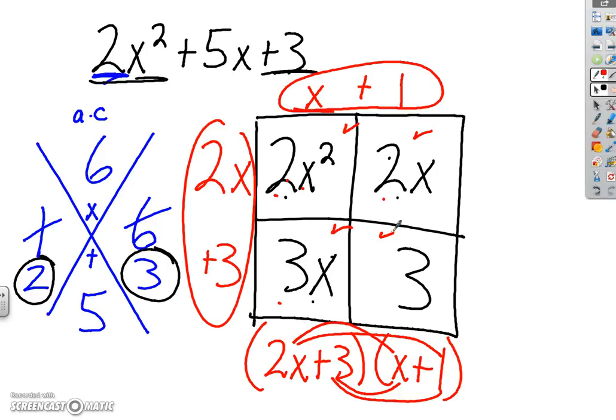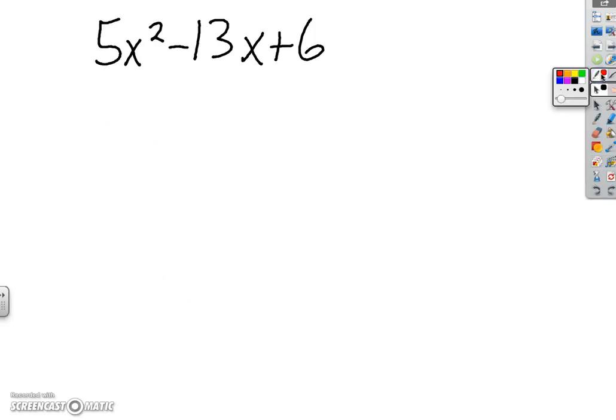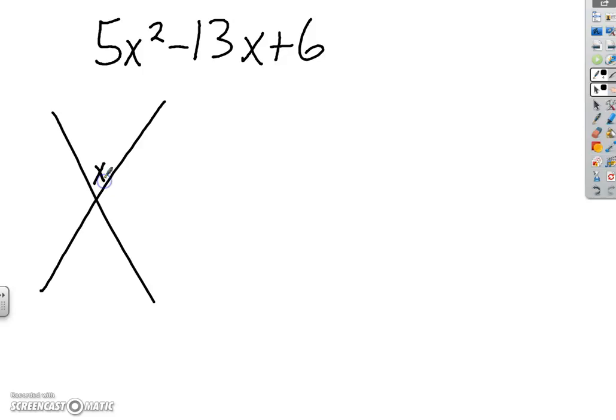Okay, so let's try another one. I know, kind of throwing them at you really quick, but let's try this one. Okay, so here again, let's put our x to start off with. So we need two numbers that multiply together equal a times c. Well, a is 5, c is 6, so 5 times 6, 30. Add together to equal negative 13. So we need them to add together to equal negative 13. All right, well, if they're going to add together to be a negative, multiply together to be a positive, we know they both have to be negative right now.